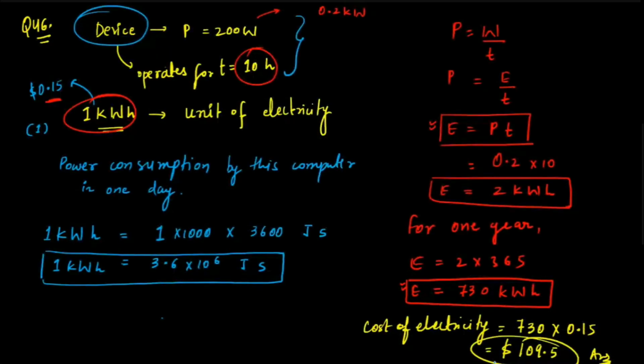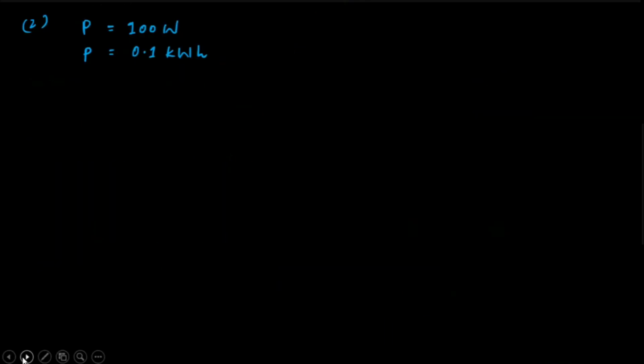So the question says that now our computer has become more efficient, and because of that its power rating has changed from 200 watts to 100 watts. If we write the same thing in kilowatts, it is going to be 0.1 kilowatt, right? The question says that it costs $75 only. So when the power supply is replaced by 100 watt, the cost which was initially $109.5 has now reduced.